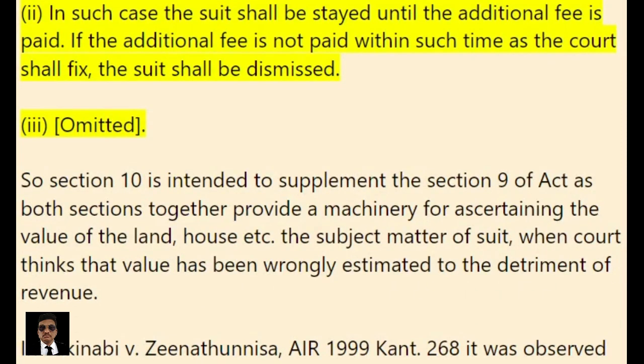2. In such case the suit shall be stayed until the additional fee is paid. If the additional fee is not paid within such time as the court shall fix, the suit shall be dismissed. 3. Omitted. So Section 10 is intended to supplement Section 9 of the Act, as both sections together provide a machinery for ascertaining the value of the land, house, etc., the subject matter of the suit, when the court thinks that the value has been wrongly estimated to the detriment of revenue.